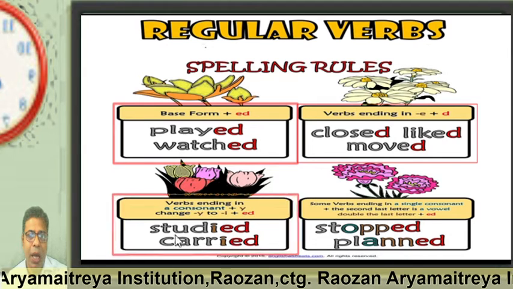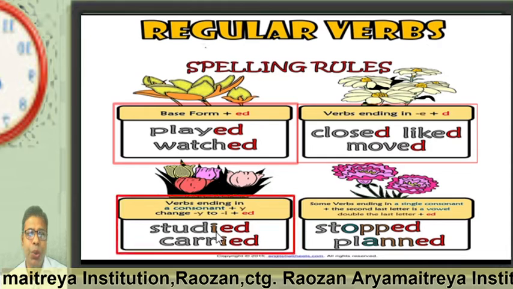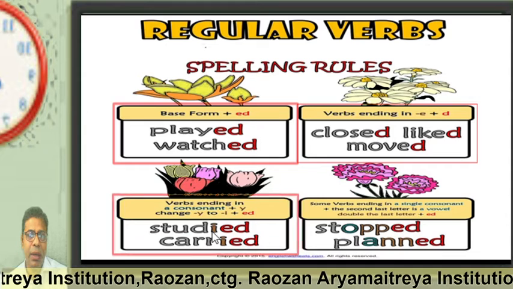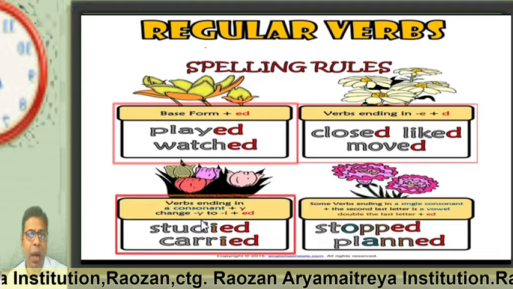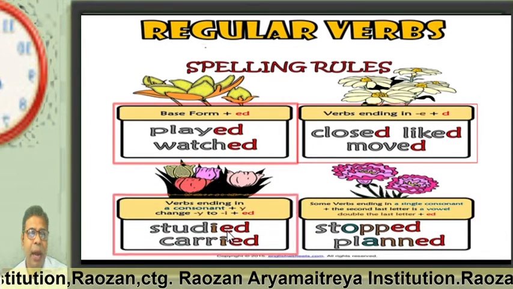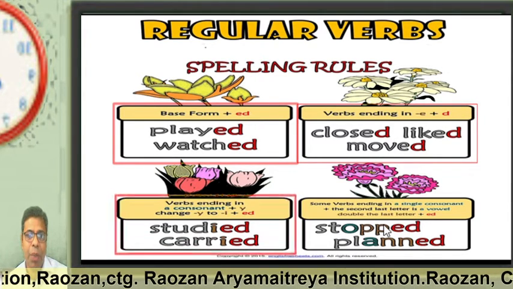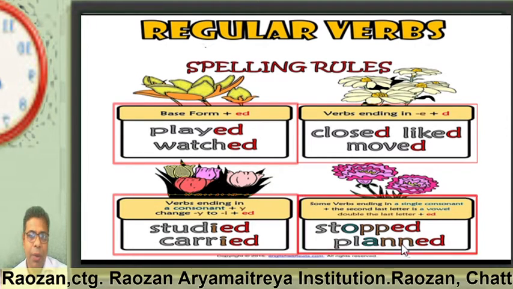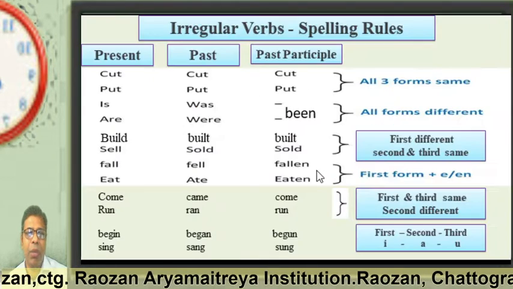And if the verb ends with y, in place of y you need to use i plus ed. You remove the y, and in the place of y you insert i and add ed. Study, studied; carry, carried; stop, stopped; plan, planned. This is another rule. So these are the rules for how to spell the regular verbs.